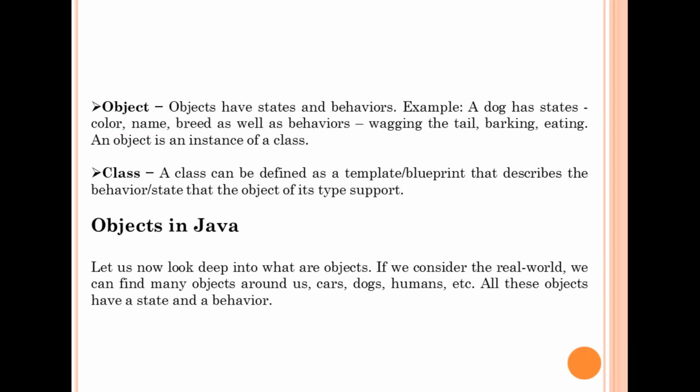If you compare the software object with the real world object, they have very similar characteristics. Software objects also have a state and a behavior. A software object's state is stored in fields and behavior is shown via methods. So in software development, methods operate on the internal state of an object, and the object-to-object communication is done via methods.